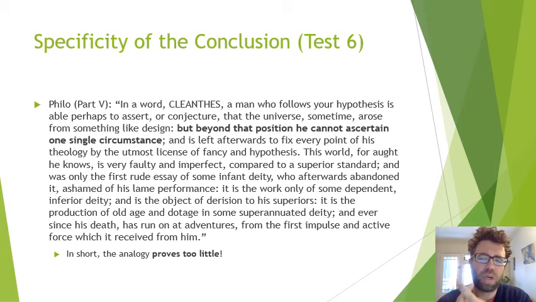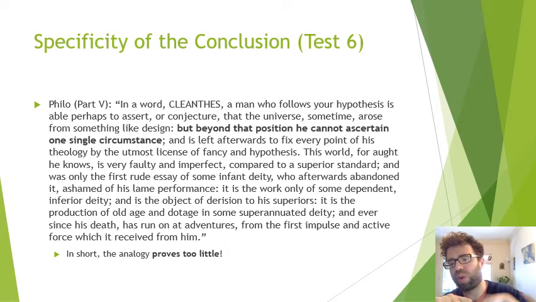We've said that there's potentially a problem with the relevance of the different properties to one another, the relevance of the similarities to one another. There are major disanalogies that are being overlooked. And finally, and I think this is the real, at least Hume, I think, believed this to be the real knockdown argument, the specificity of the conclusion. So this, by the way, is usually the place where you can trip an analogical argument up. That's why I saved it for last, test 6.